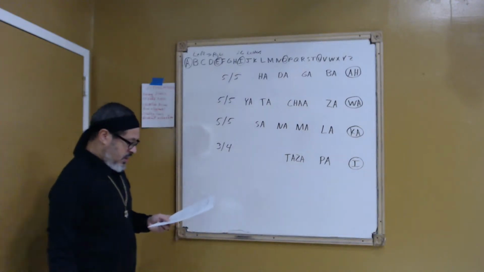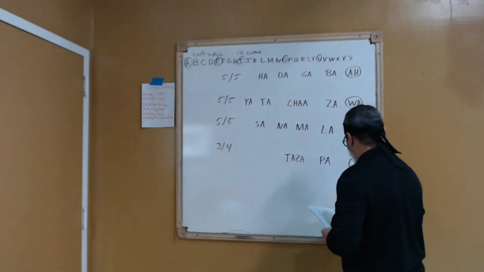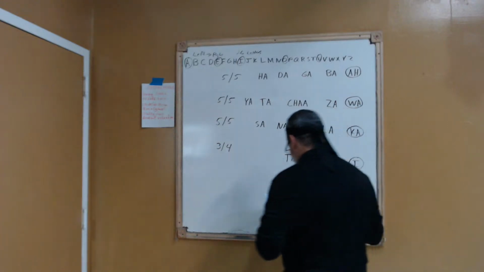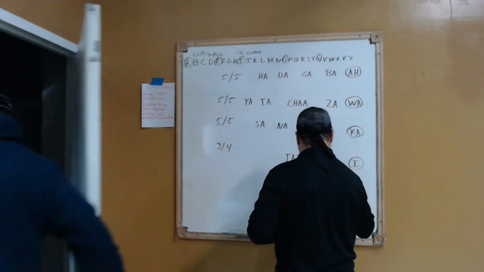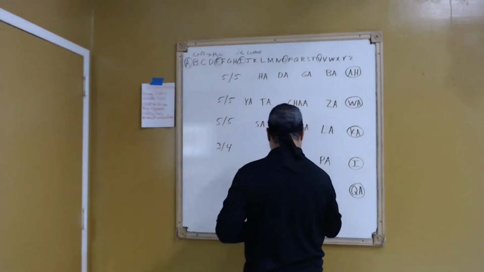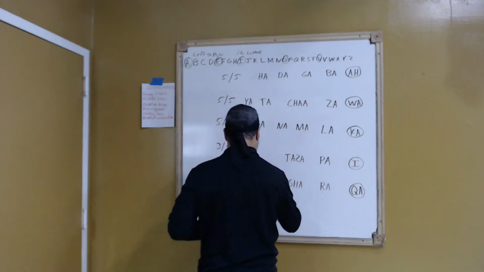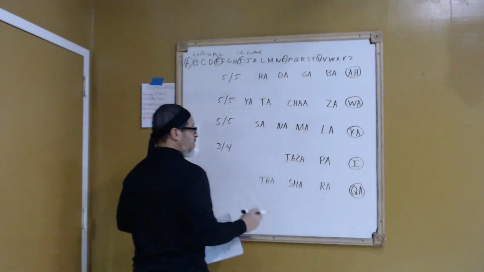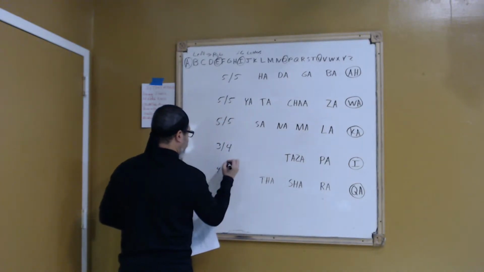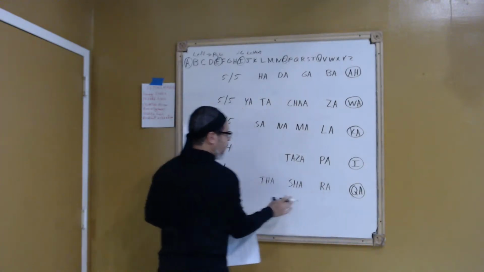Then we have our final sequence, which was kwa, ra, sha, ta. This was 1, 2, 3, 4 letters or characters or symbols, and also 4 syllables. Kwa, ra, sha, ta.